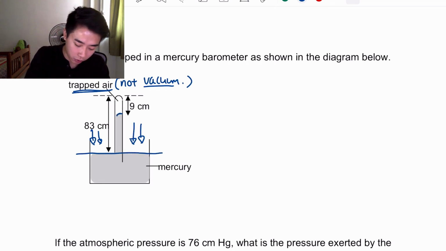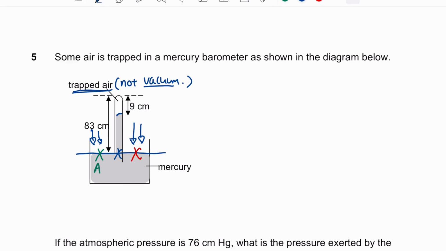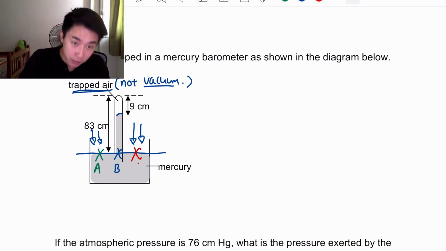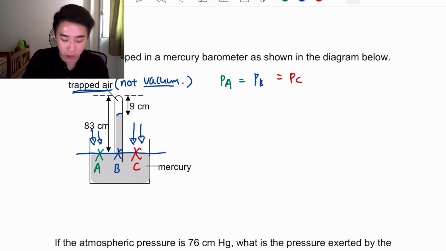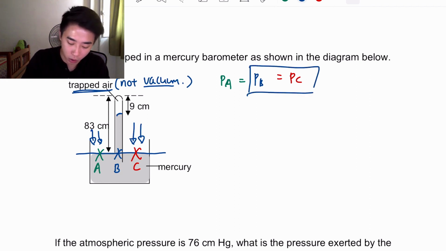But same thing, draw a horizontal line. So you can choose any 2 points. So I'll choose here, here, and here, just so you know. So let me call this A, let me call this B, and let me call this C. Right? So you will know that the pressure at A is the same as the pressure at B, which is the same as the pressure at C. Okay? Now, pressure at A and pressure at C are purely due to atmospheric pressure itself. Okay, so let me just choose randomly PB equals PC to work on. So PB equals PC, pressure at C.